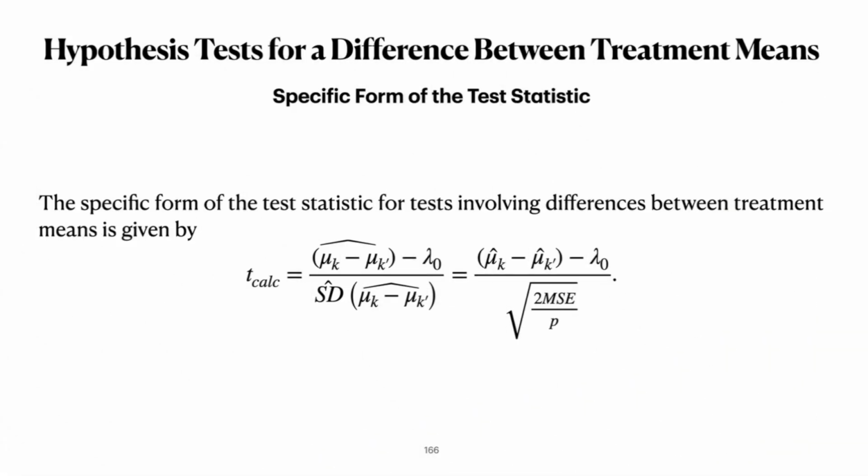The specific form of the test statistic in this situation is given by the following. You can see here that the estimator of the difference between mu sub k and mu sub k prime is the difference between the estimated values of those treatment means, so mu hat sub k minus mu hat sub k prime. From that, we subtract off the hypothesized value of that difference, which is denoted by lambda sub 0. And then in this case, the estimated standard deviation for this estimated difference is equal to the square root of 2 times the MSE from the ANOVA table divided by p.